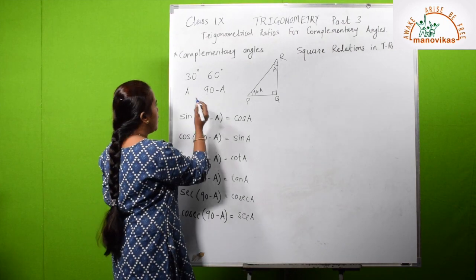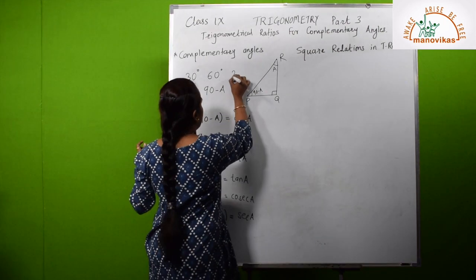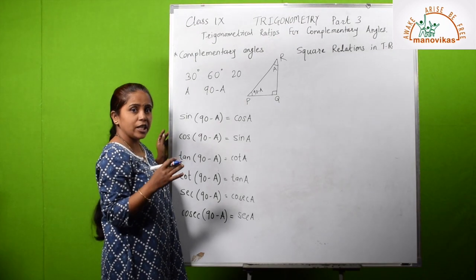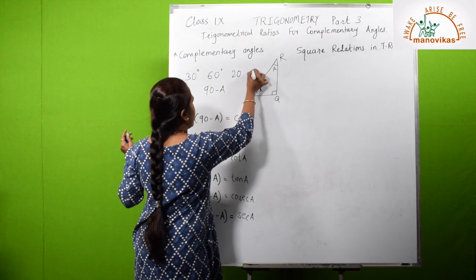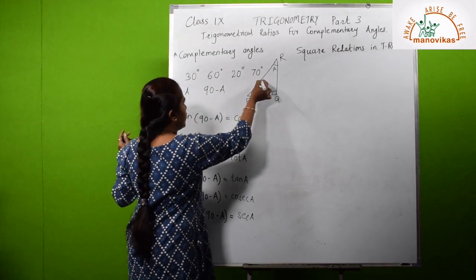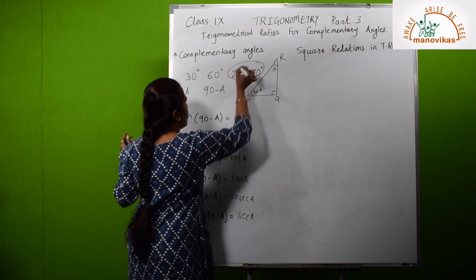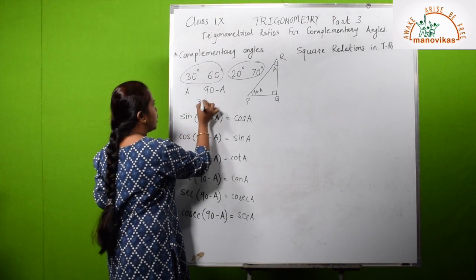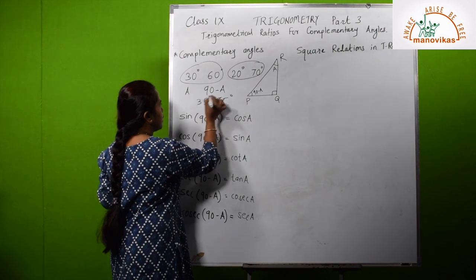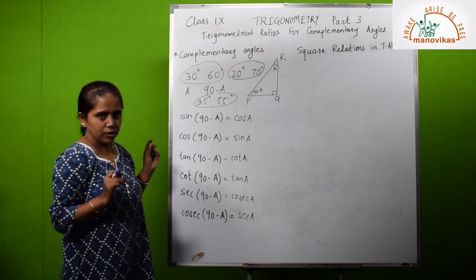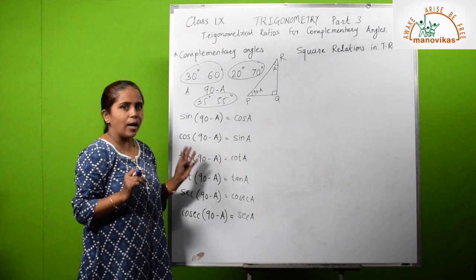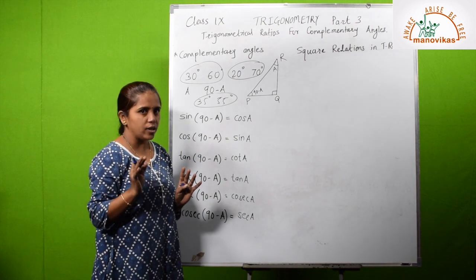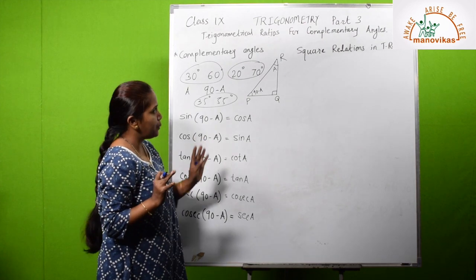One more example, if one angle is 20, then what will be its complementary angle? It will be 90 minus 20, that is 70 degrees. So 20 degrees, 70 degrees, these are the complementary angles. 30, 60, these are the complementary angles. 35, 55, these are also the complementary angles. Okay, understood? Two angles are complementary when the sum of their measure is 90 degrees. This is for the complementary angle.